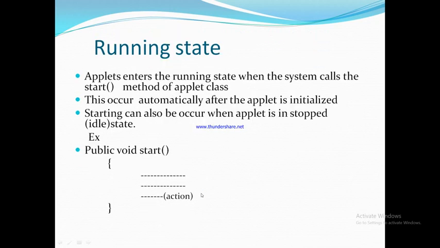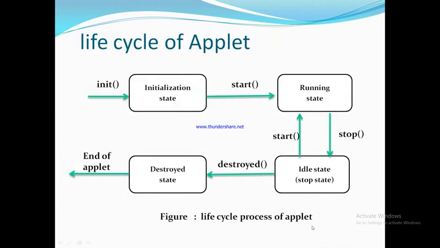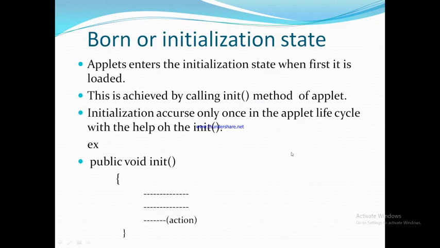An applet enters the running state when the system calls the start method of the applet class. This occurs automatically after the applet is initialized. Starting can also occur when the applet is stopped. Stopped means an idle state. Starting can occur from here also, not from the initialization state only. It can occur from the idle state, meaning the waiting state.